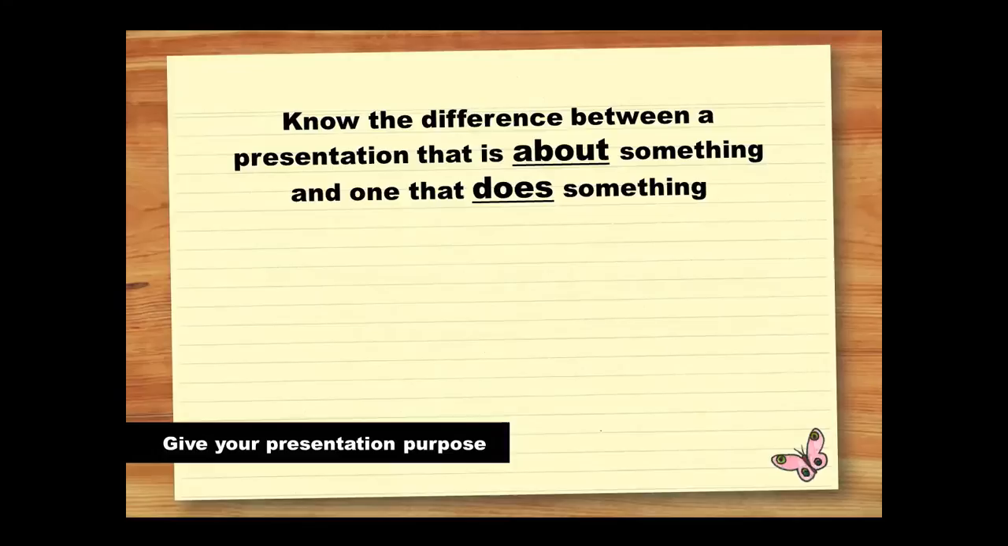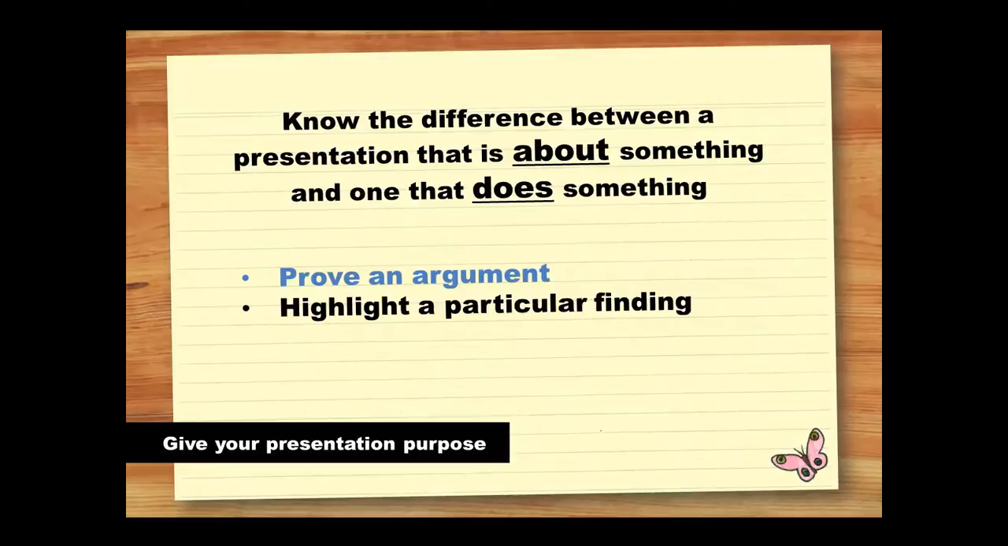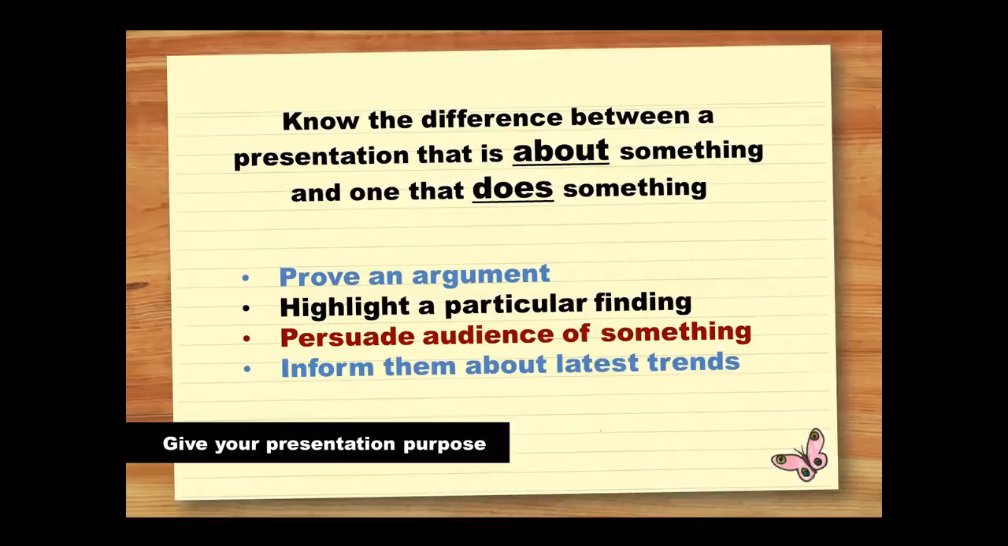There is a big difference between a presentation that is about something and one that does something. In order for the audience to value your key message, they need to know the reason why you're presenting it to them. A presentation that has a purpose might prove an argument, highlight a particular finding, persuade the audience of something, or inform them about the latest trends. When your presentation does something, it is much easier to know where to start, what to emphasise, and how to conclude.